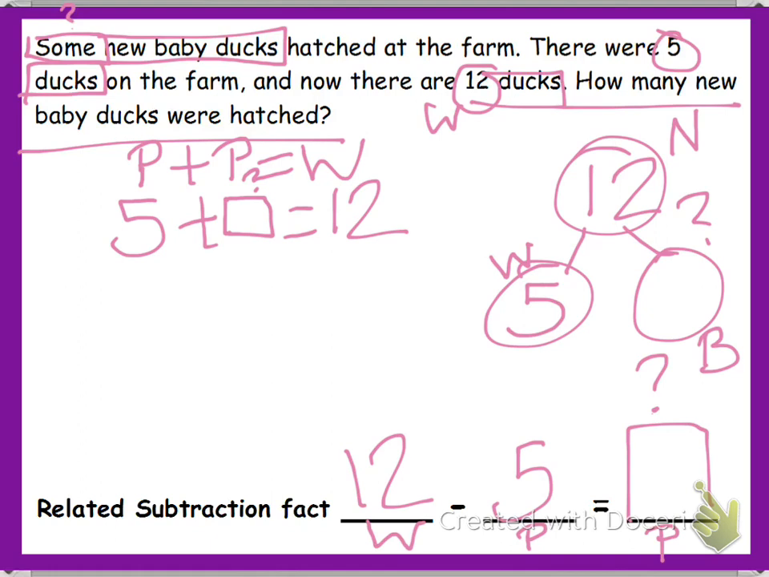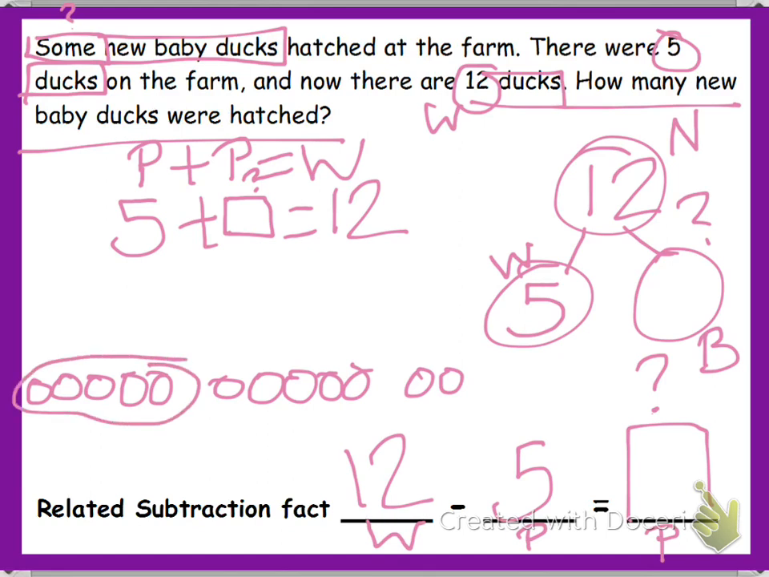Now we have to draw. We're going to draw our whole, which we know is 12. Remember, we're going to do it all in one row. For every 5, we're going to leave a space. 1, 2, 3, 4, 5, space, 6, 7, 8, 9, 10, space, 11, 12. Okay, now we're going to start with the part we know, which is 5, and we're going to label it. We know this is how many ducks were on the farm, so put a W for were.